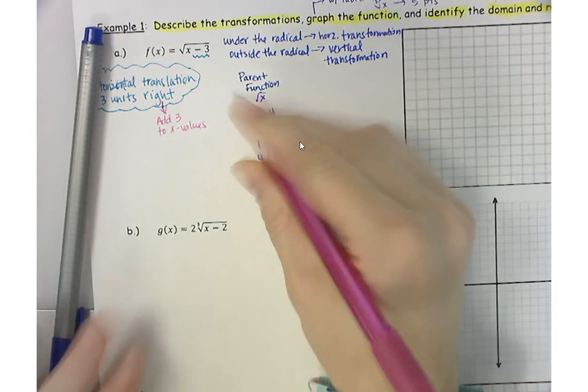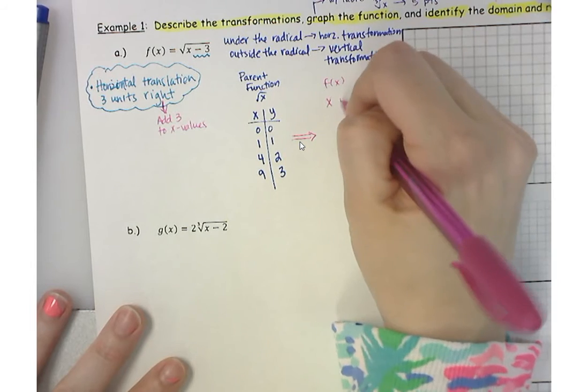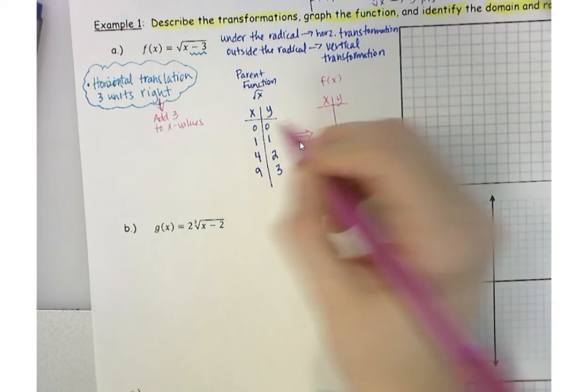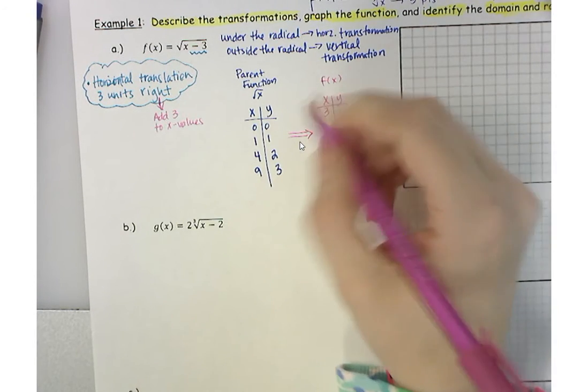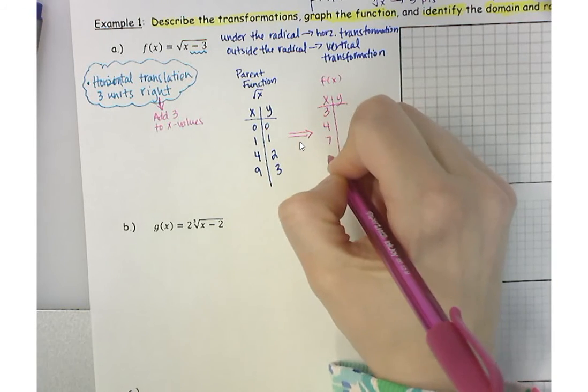And then your y's are going to stay the same. I'm just really going to prove that to you. So if you were to plug in 3 into your equation, then you would have the square root of 3 minus 3, which is just the square root of 0. What's that going to be? What's the square root of 0?